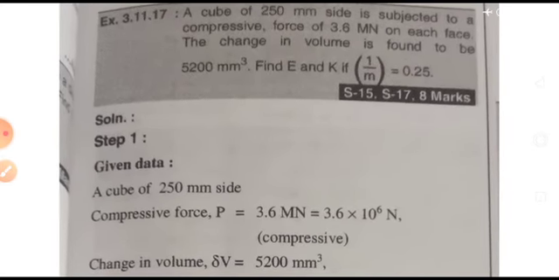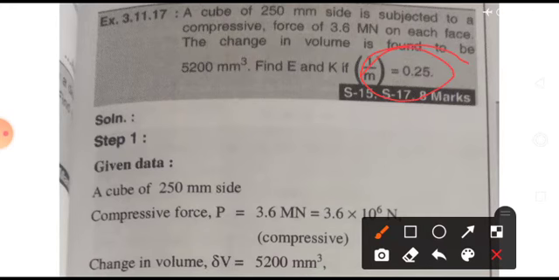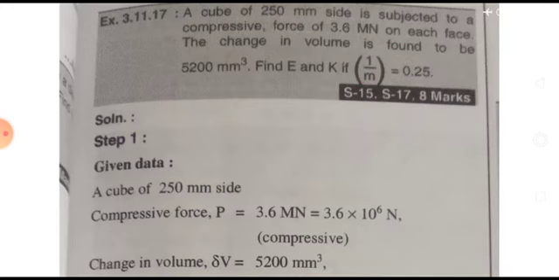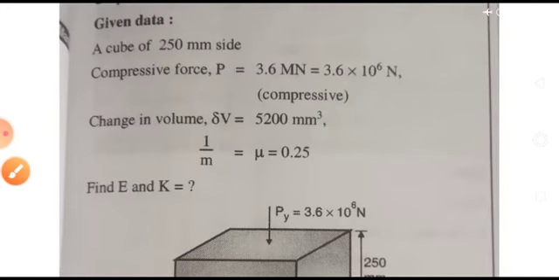Now, a cube of 250 millimeter is subjected to a compressive force of 3.6 meganewton on each face. The change in volume is found to be given, dV is given, and find E and K. We have to calculate E and K, where this 1 upon m is nothing but mu. 1 upon m is just mu, given the other way, so don't get confused with this 1 upon m. This is equal to mu.